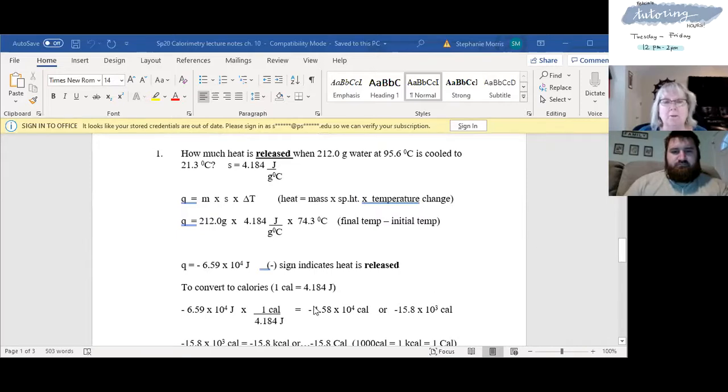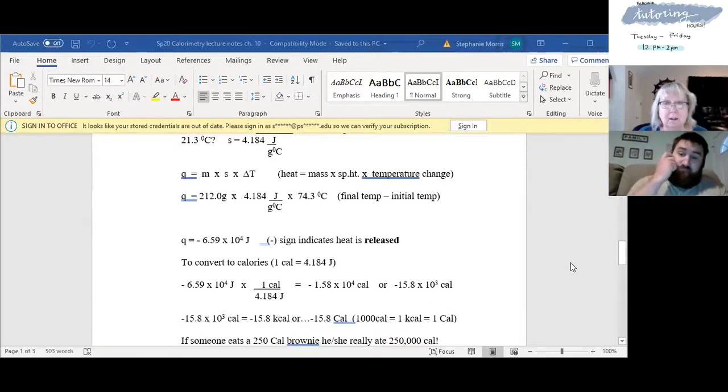If I wanted it converted to calories, I would take my joules here and use the conversion. 1 calorie is 4.184 joules. The joules will cancel, and then you still maintain your negative sign. What I did here is to show you that if it's negative 1.58, I could change that to 15.8, and all I have to do is drop the exponent from 10 to the 4th to 10 to the 3rd. And the reason why I did this, y'all know that 10 to the 3rd means 1,000. So that's the same thing as kcals or kilocalories.